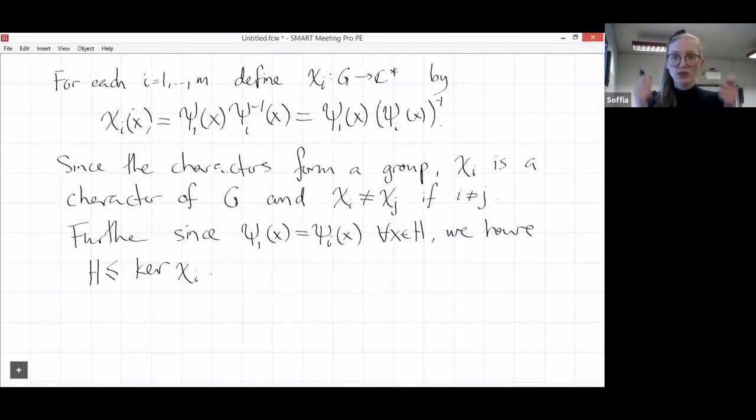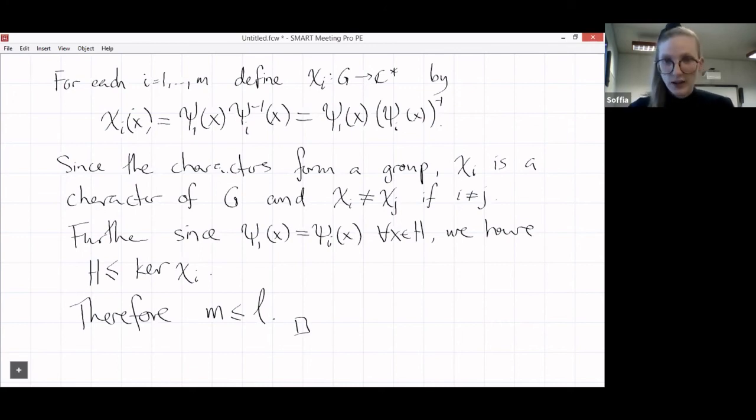And what we have done now is that we have taken our m characters or eigenvectors for this particular eigenvalue. So they give us the multiplicity m, and then we have mapped them bijectively to m characters of G that contain H in its kernel, but there are exactly L of those characters. And so m has to be less than or equal to L. And that is the proof.